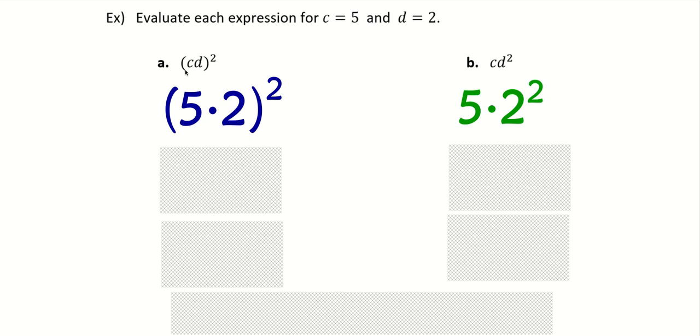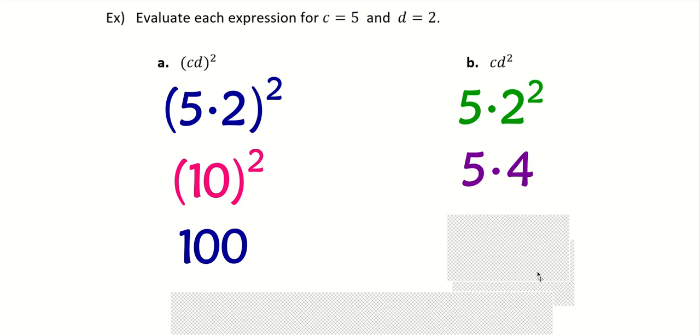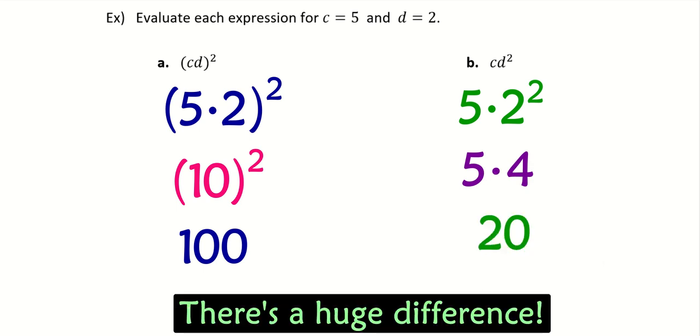Parentheses matter, okay? Because if we're just approaching it from the straight up order of operations lens, here there's parentheses. We have to do what's in the parentheses first. So 5 times 2 is 10. Then we're going to square it, because stuff that's in parentheses comes before exponents. But here, there's no parentheses. We're going to do 2 to the second power, which is 4. Then we're going to multiply. So yeah, there's a huge difference.